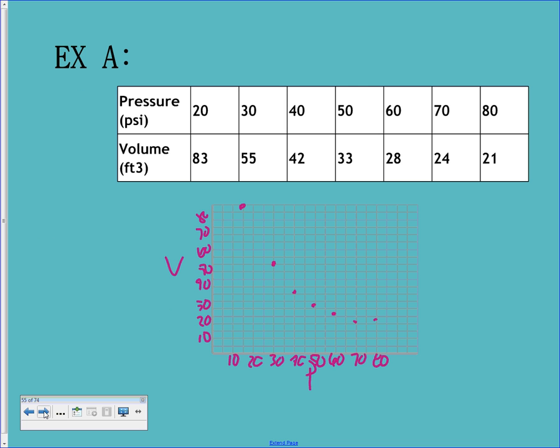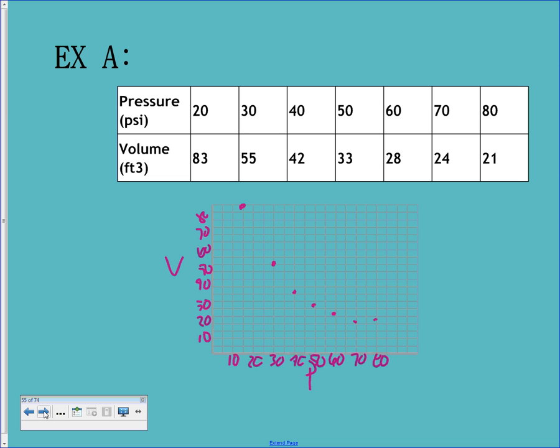So example A is talking about Perry Mentor, and he was investigating a relationship between volume and pressure of gas in a lab. When she holds the temperature of the gas constant, she varied the pressure and measured the volume to give the following data. So the first thing you want to do is go ahead and graph that so you can see what's going on. So go ahead, pause this and graph it.